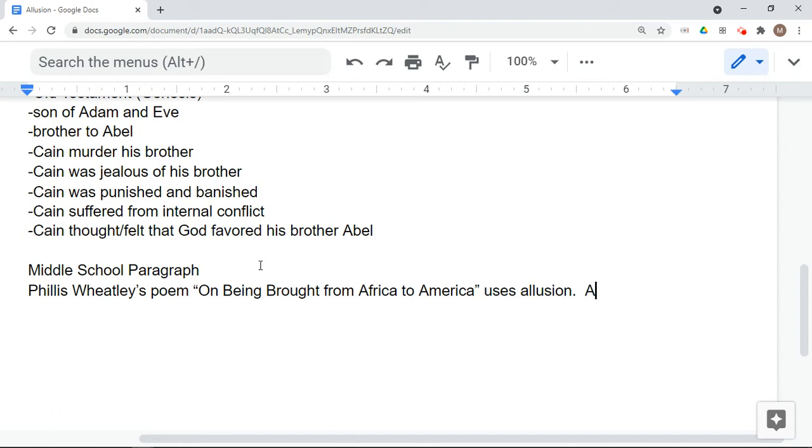Now I want to make sure that I give the definition. So what is allusion?